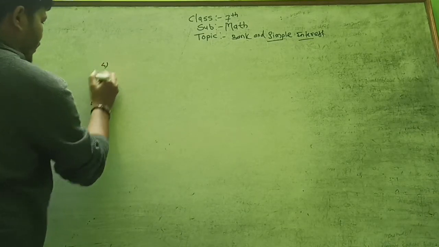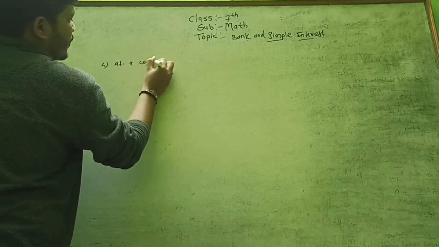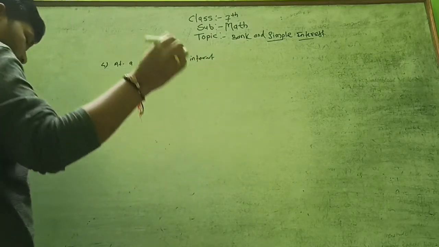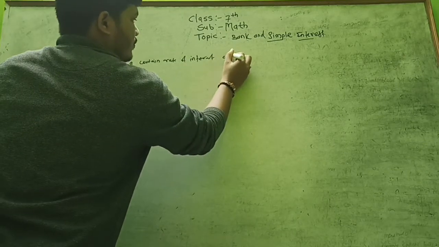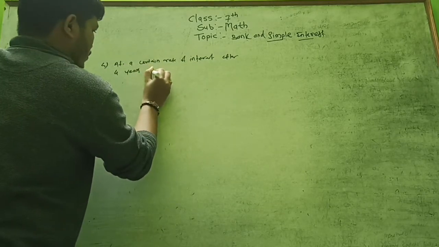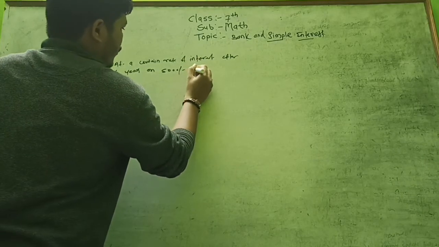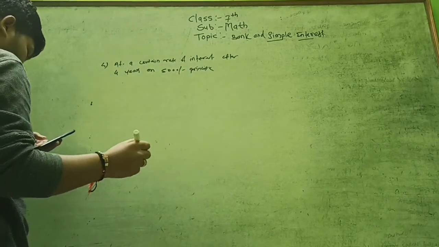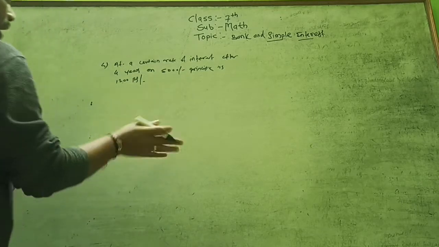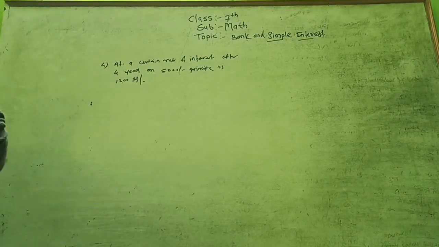Now let's move to the fourth problem. At a certain rate of interest, meaning here the rate of interest is not given, after the 4 years the interest on 5,000 rupees, this 5,000 rupees being given as the principal, is 1,200 rupees.